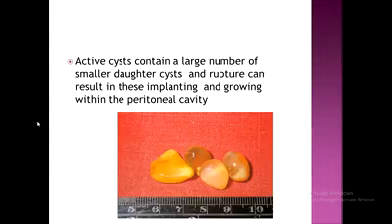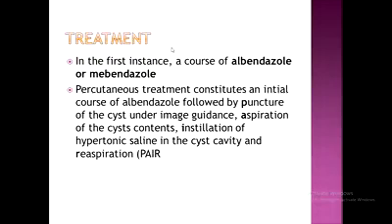Now one important feature of this hydatid cyst: one large cyst sometimes contains daughter cysts, and when they rupture, they have the ability to implant, and they can grow, and a full-blown picture of the cyst can grow at other sites where these daughter cysts have been implanted.